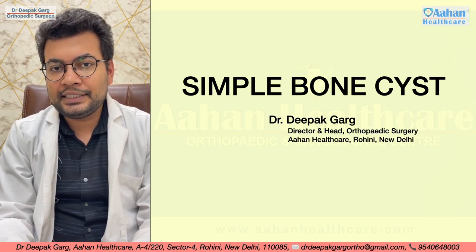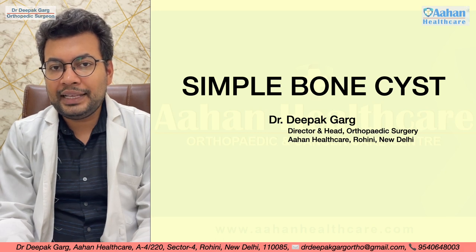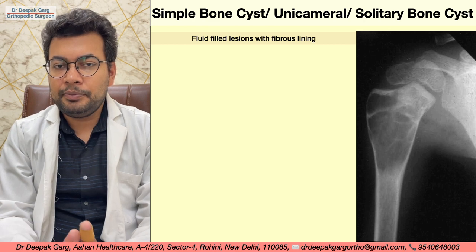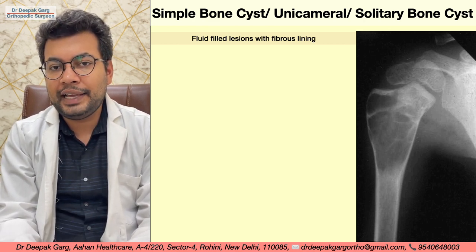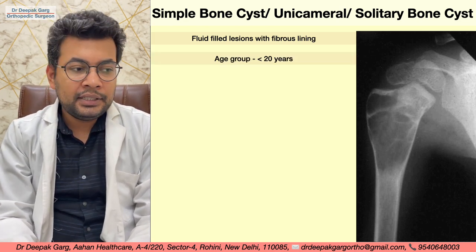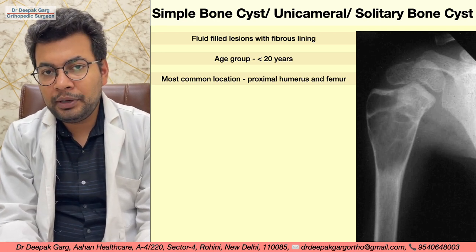And today we will discuss simple bone cyst. It is also called unicameral bone cyst or solitary bone cyst. It is a fluid-filled cavity with a fibrous lining. It usually happens in patients with age less than 20 years. And the most common location is proximal humerus and proximal femur.